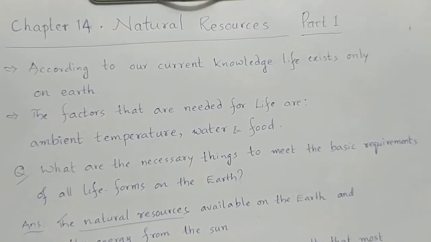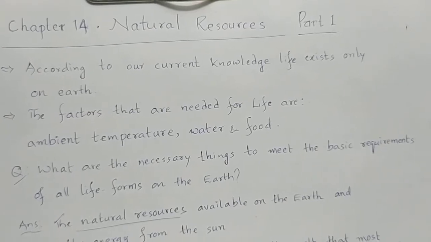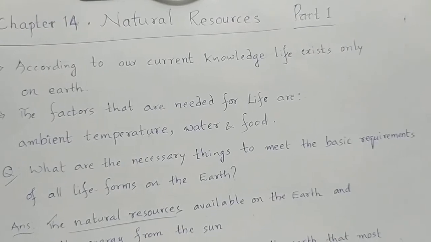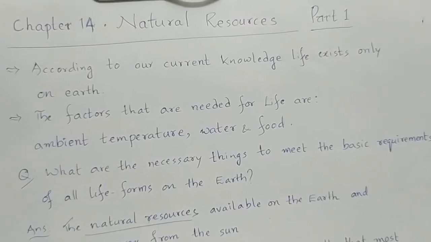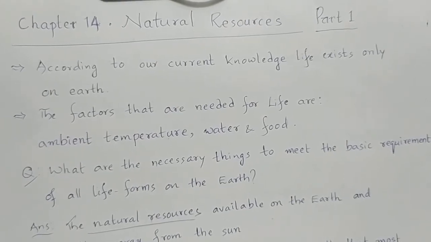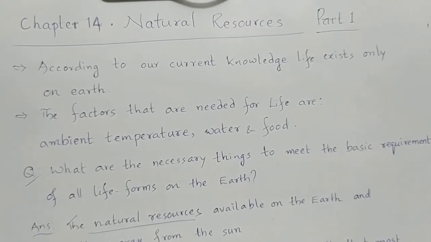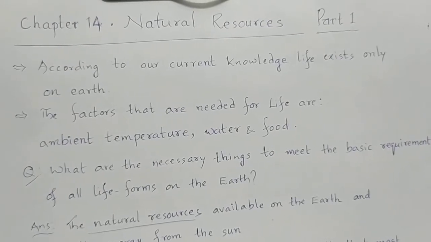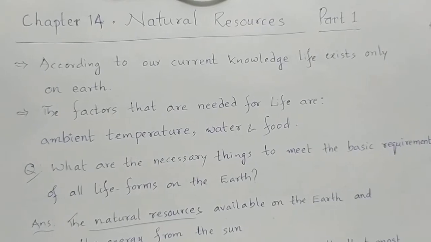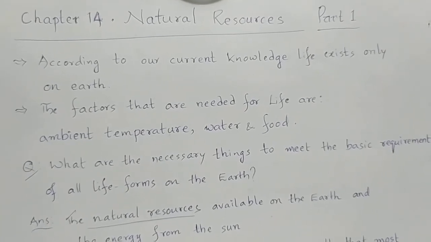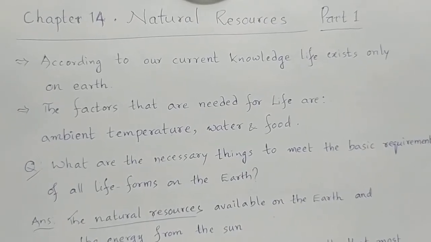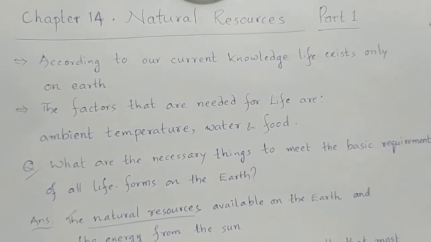According to the present knowledge which we are having now, life exists only on Earth. There are 8 planets. Earlier we were considering Pluto also as one of the planets. So earlier 9, now 8 planets. Among all these planets, according to our current knowledge, life exists only on Earth.